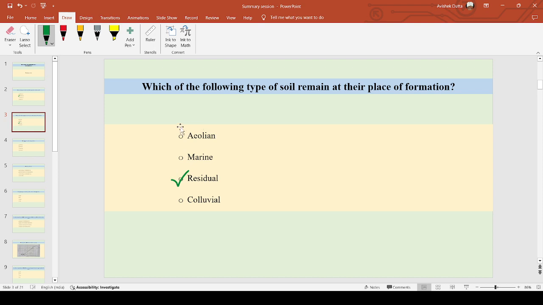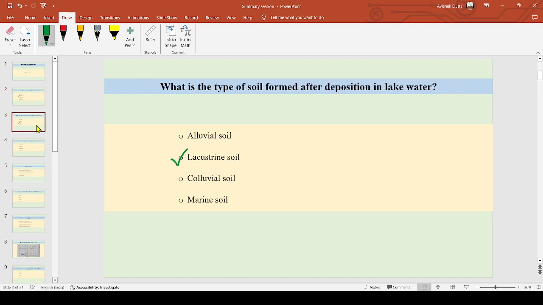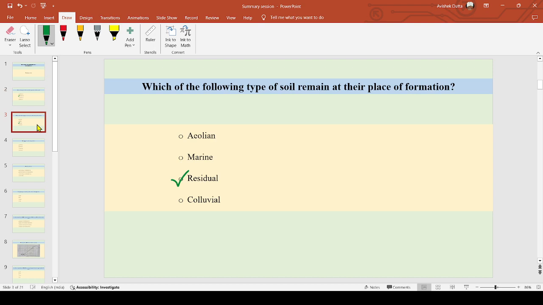In the case of aeolian soil, they need an agent of transport. It is wind. Soil transported by wind is called aeolian soil. Marine soil I have already discussed in the previous question; it is transported by the action of seawater. And colluvial soil is transported by the action of gravity. So yes, the soil which remains at the place of formation is termed residual soil.